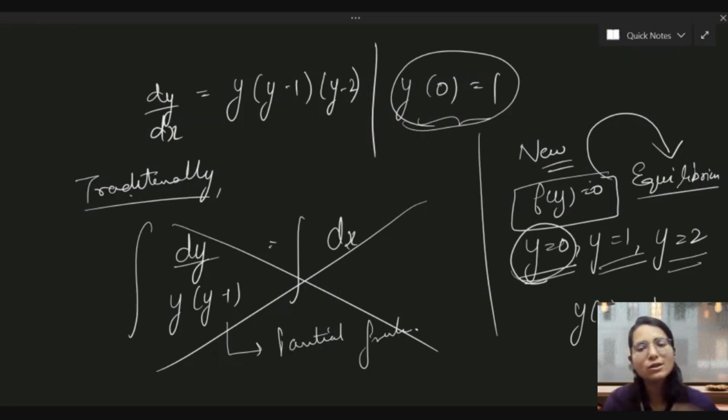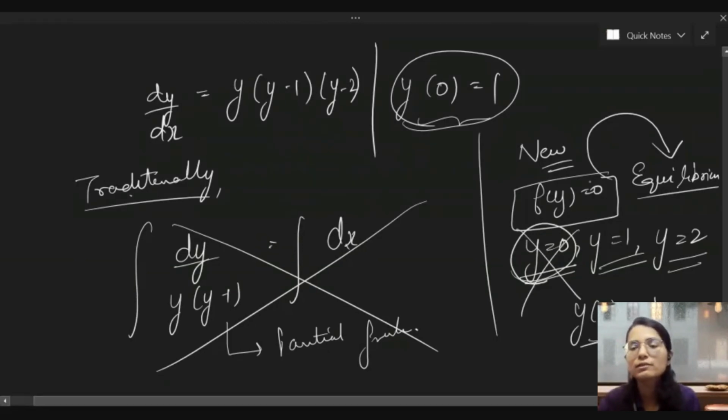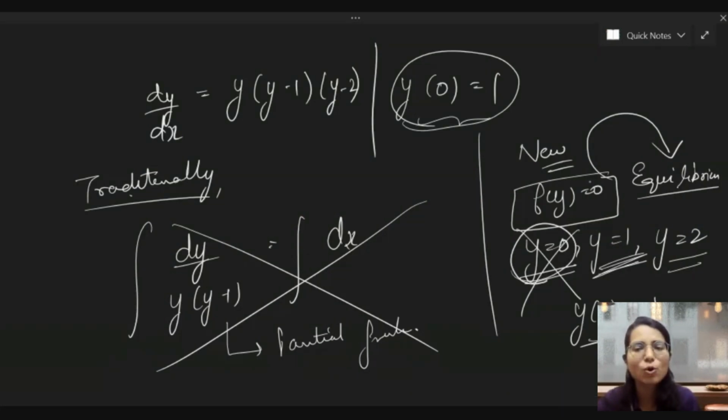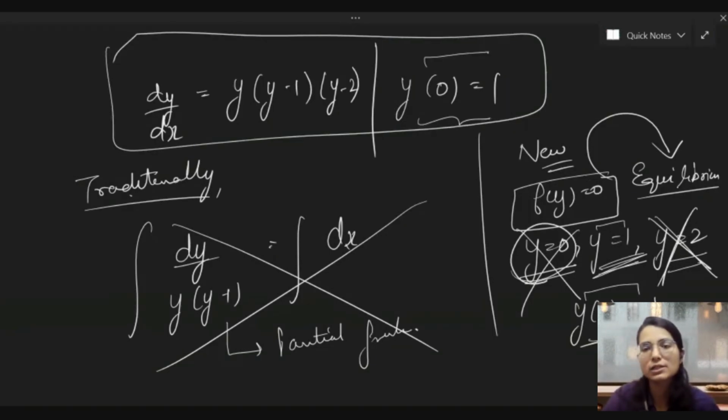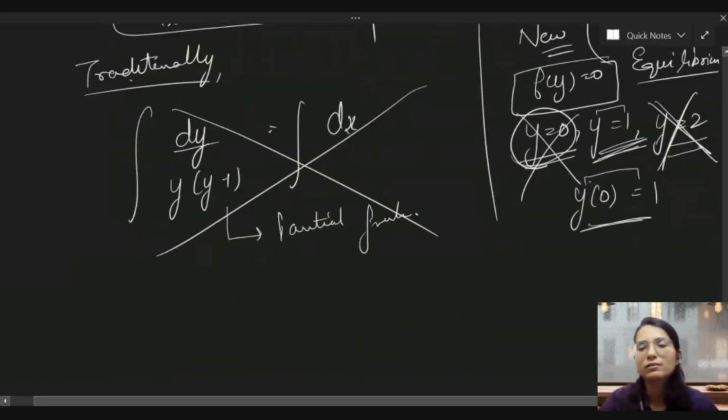Since y is equal to 0 is always equal to 0, it is never equal to 1. So this will not satisfy our condition, so I will reject it. Y is equal to 1 satisfies this condition because it is always equal to 1, so at 0 it will also be equal to 1. Y is equal to 2 also doesn't satisfy this because it is identically equal to 2, a constant. So can it be equal to 1 at 0? No, not at all. So this will also be cancelled. This also can't be the solution of this particular initial value problem. This condition is called the initial condition. Always remember. So now I am left with only one solution, that is y is equal to 1.